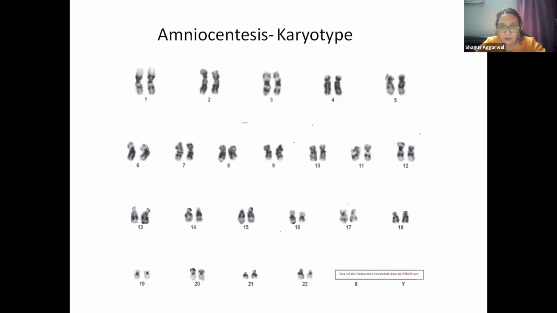So the karyotype was reported as normal, but whenever you see this kind of karyotype, just remember this is not really the best karyotype. These are really tiny blurred chromosomes, so we could miss certain things here, and that's what was there actually in this case.